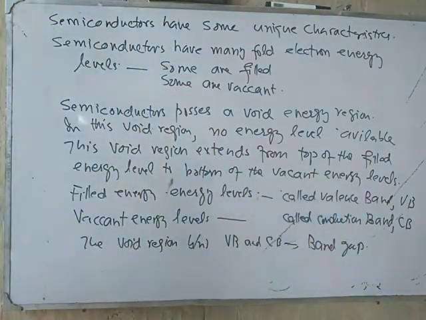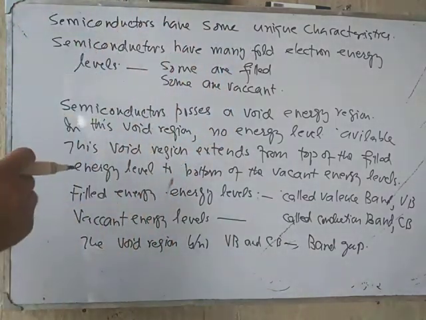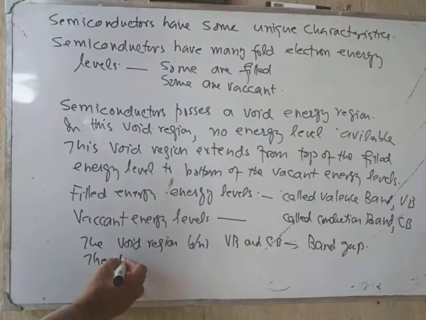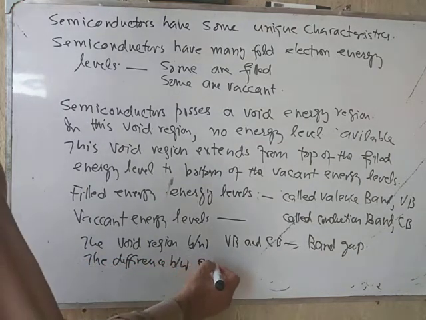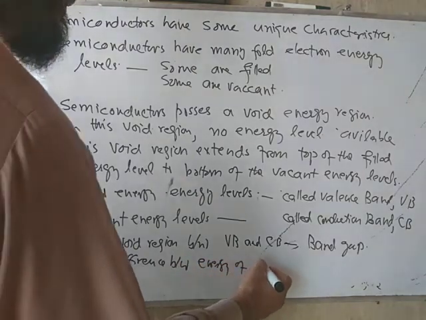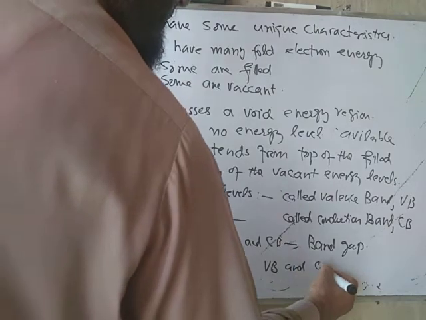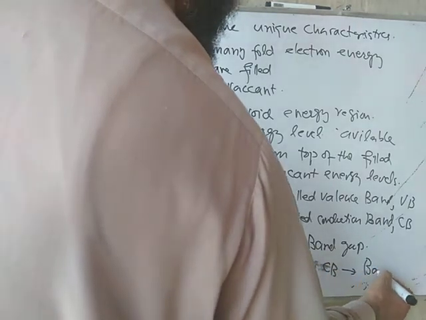The wide region between valence band and conduction band is called the band gap of the material. The difference between the energy of the valence band and conduction band is the band gap.